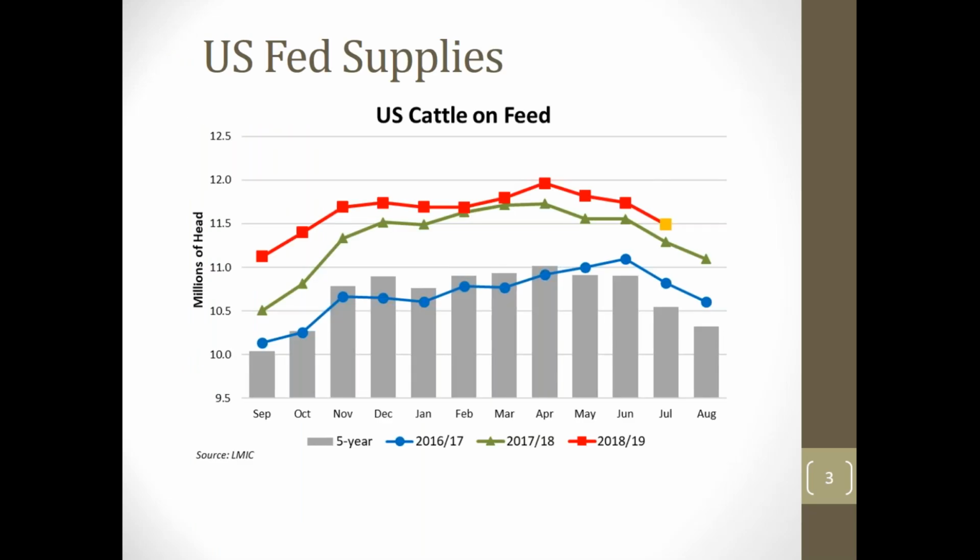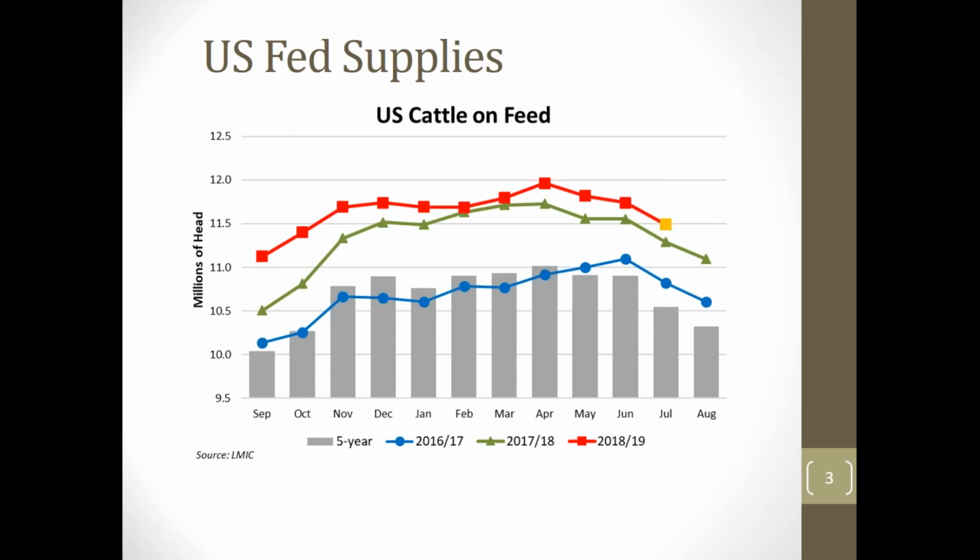So on the fed supply here, just on US fed supplies, you can see that red line is for the 2018-19 marketing year. For July, the report comes out tomorrow afternoon from the USDA, but right now estimates are to see that cattle on feed will be about 11.5 million head on feed in the U.S. That will be about 2% above July of last year, and about 9% above the 5-year average, which is the gray bars there on the chart. That number is historically high for July.